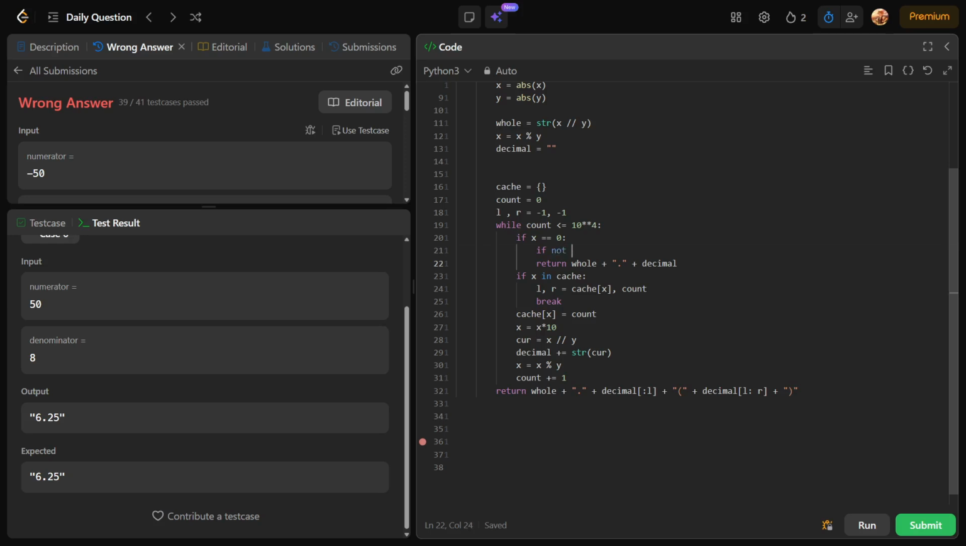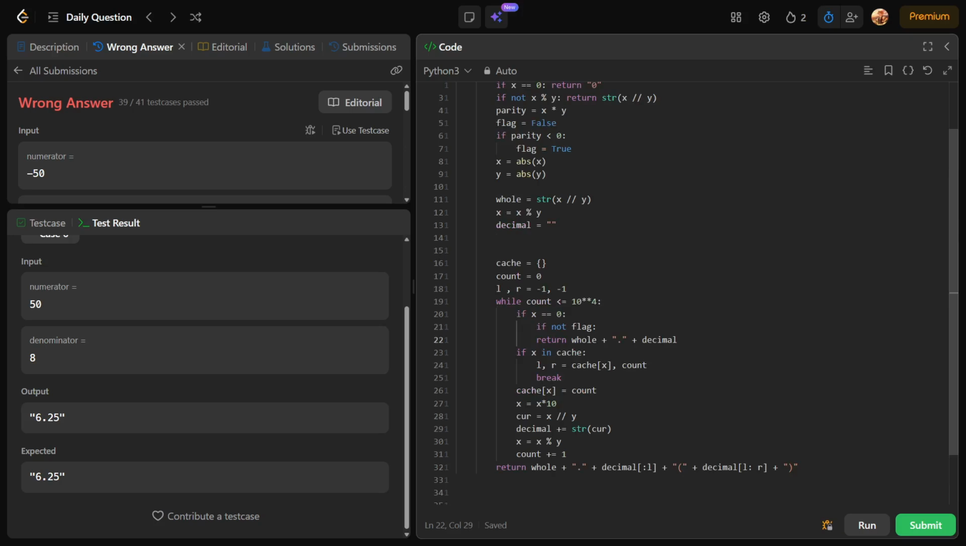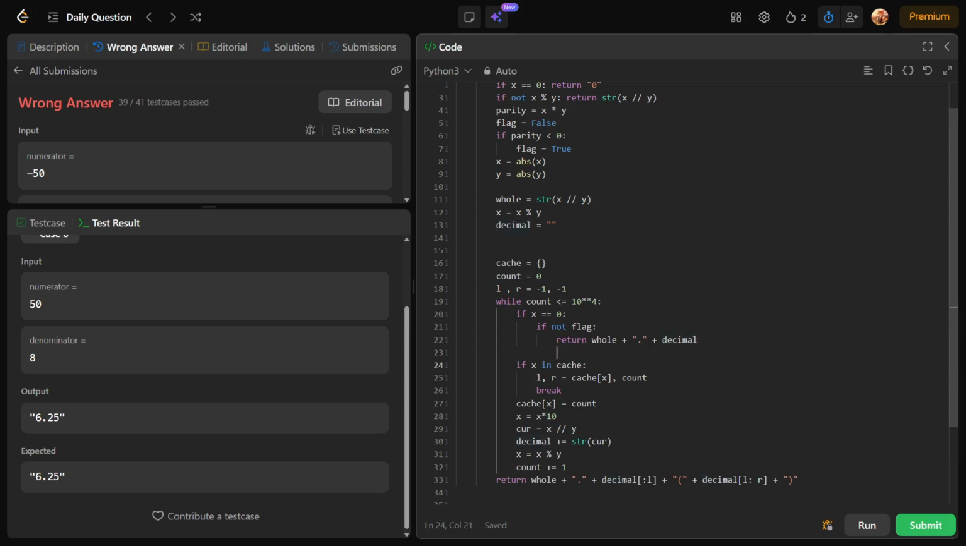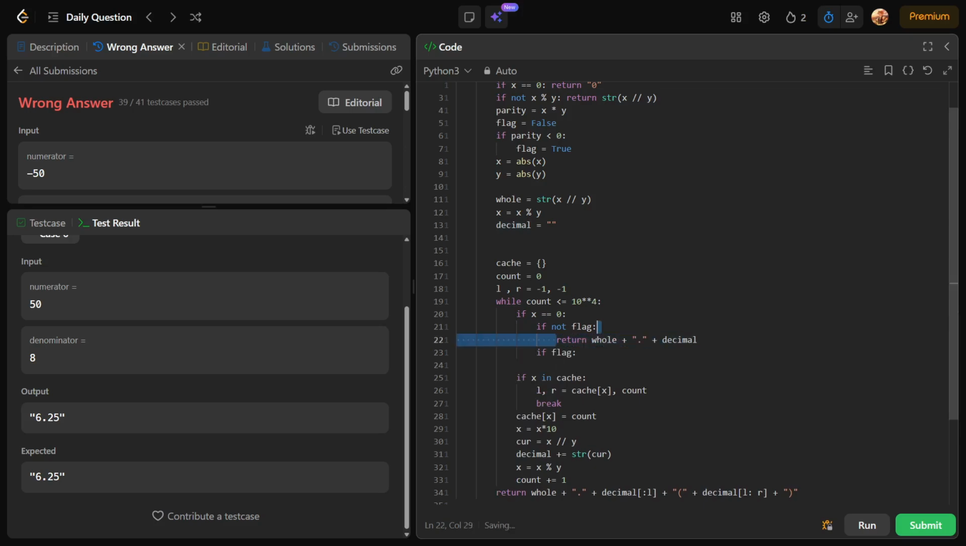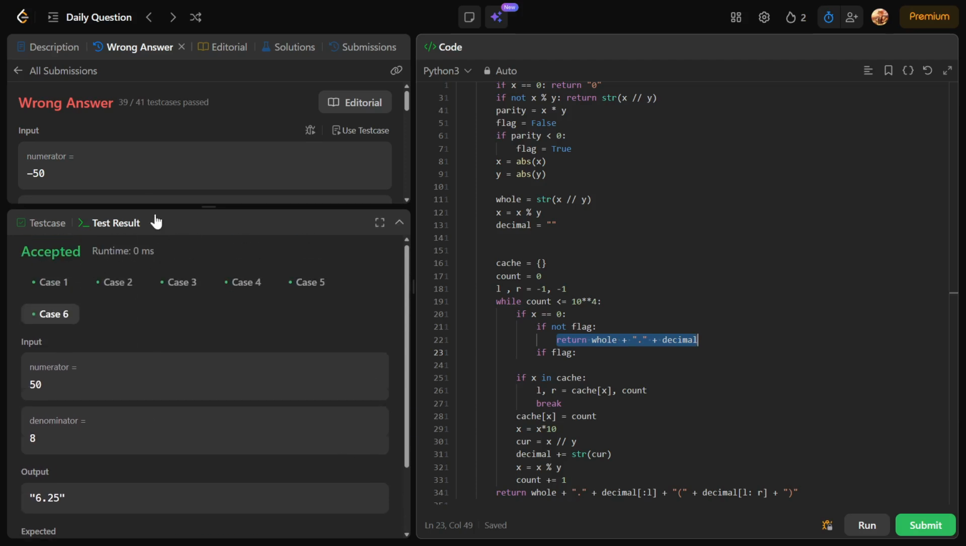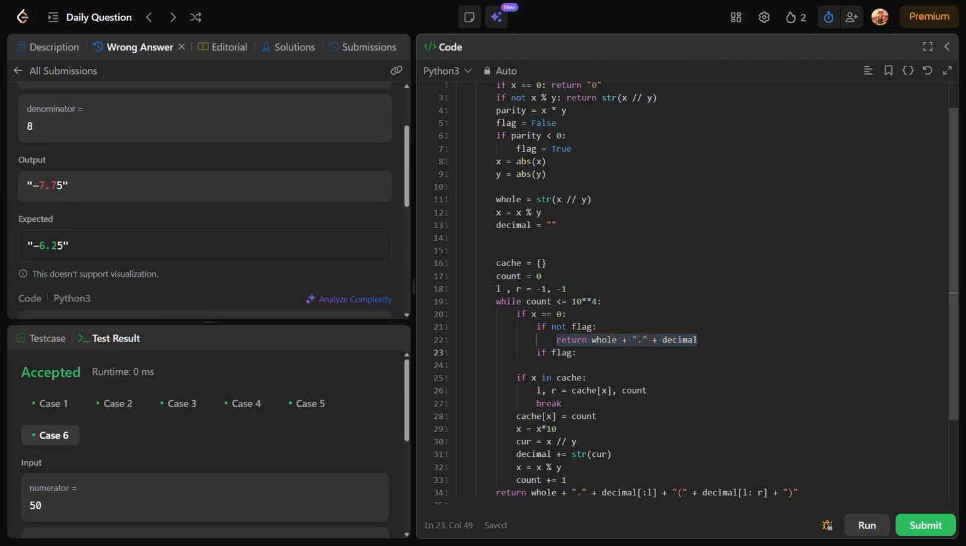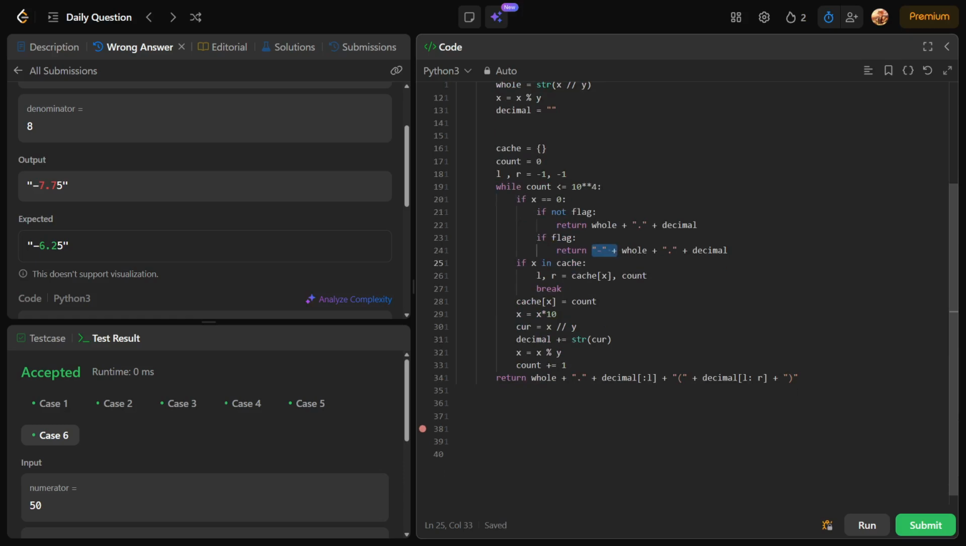If not flag, we do that. If flag, we need a negative sign in the beginning. Am I right? Yeah, negative sign. So this plus a negative sign should suffice. Perfect. Same thing here. So if flag.